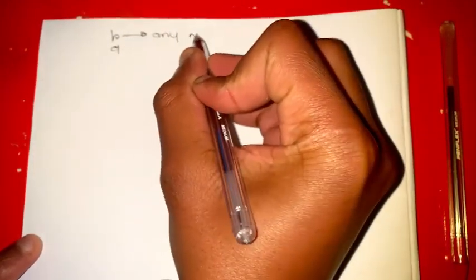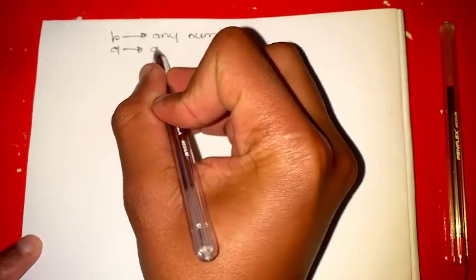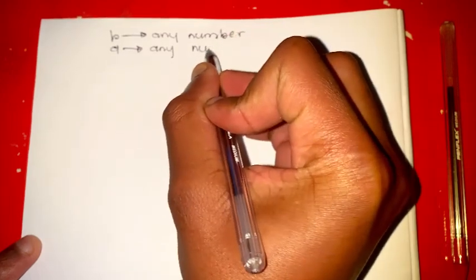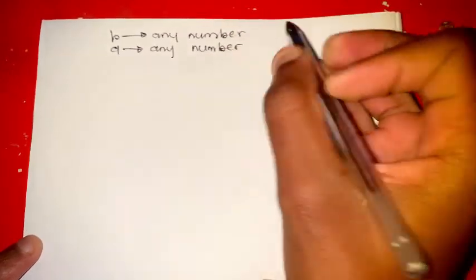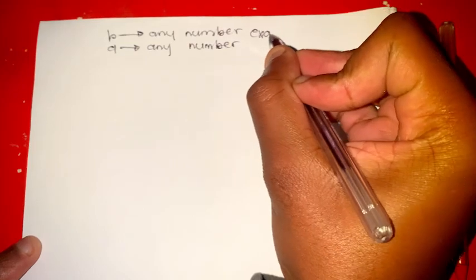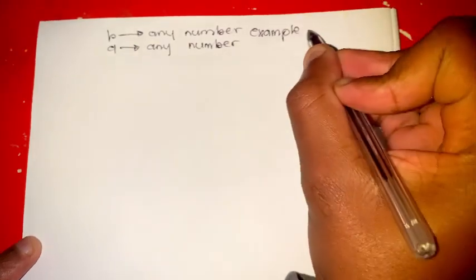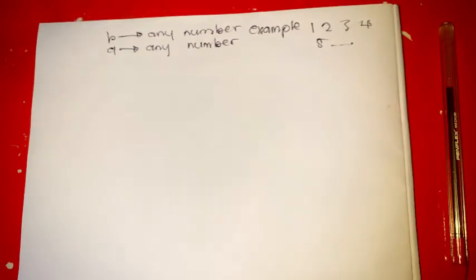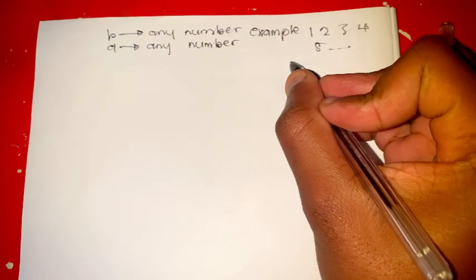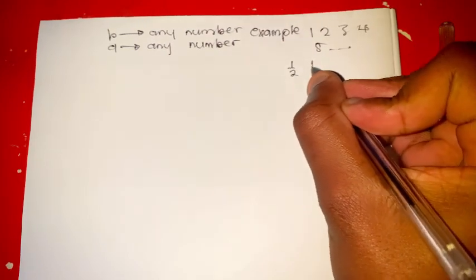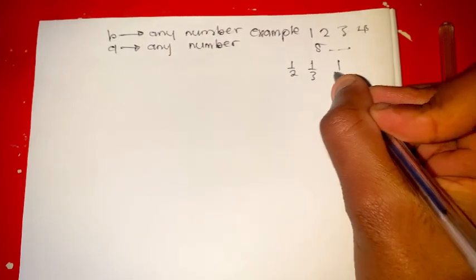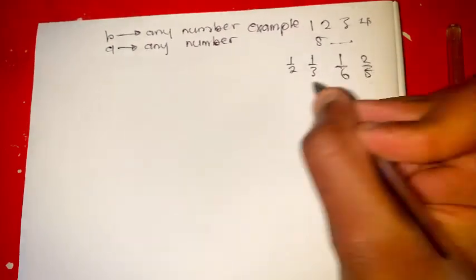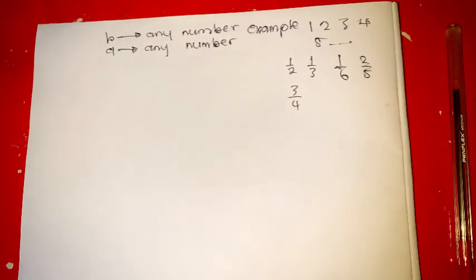Now a can be any number. B can also be any number. For example, these numbers can be 1, 2, 3, 4, 5, and so forth. Or they can be a fraction: 1 over 2, 1 over 3, 1 over 6, 2 over 5, 3 over 4. Okay?